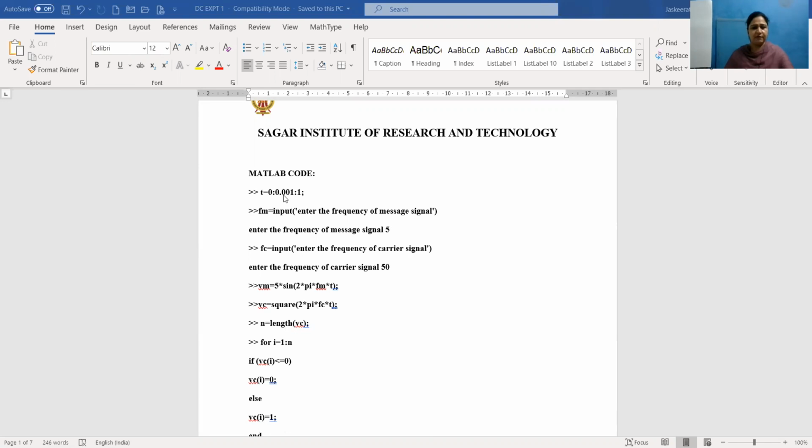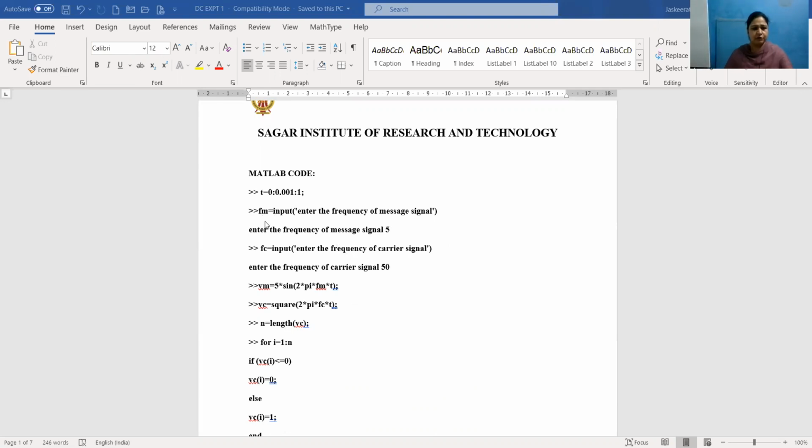Now whenever we want to represent or define any signal, the first thing is to define the parameter on which the signal is dependent. Here the independent parameter is t, which is given by the range 0 to 1 with an interval of 0.001. Now here we have two signals, message and carrier signal. So we have to define the frequencies of these two signals.